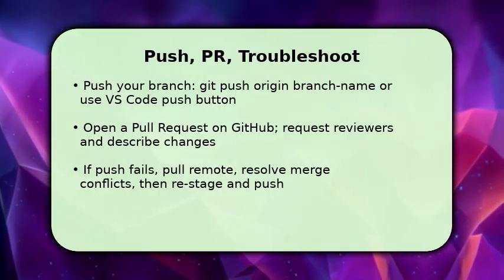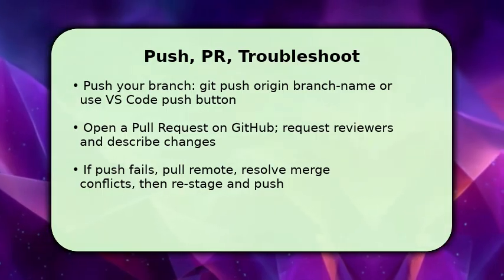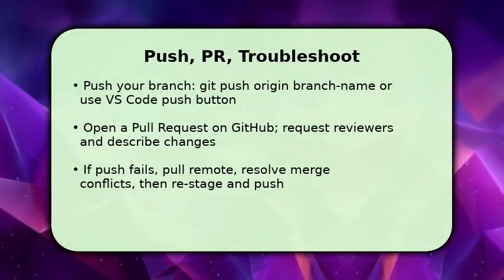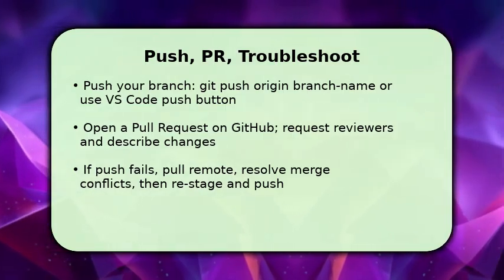If push fails or conflicts appear, fetch and pull the latest remote changes, resolve conflicts in files using the editor, stage the resolutions, and commit again. Make sure to rerun tests after resolving conflicts.